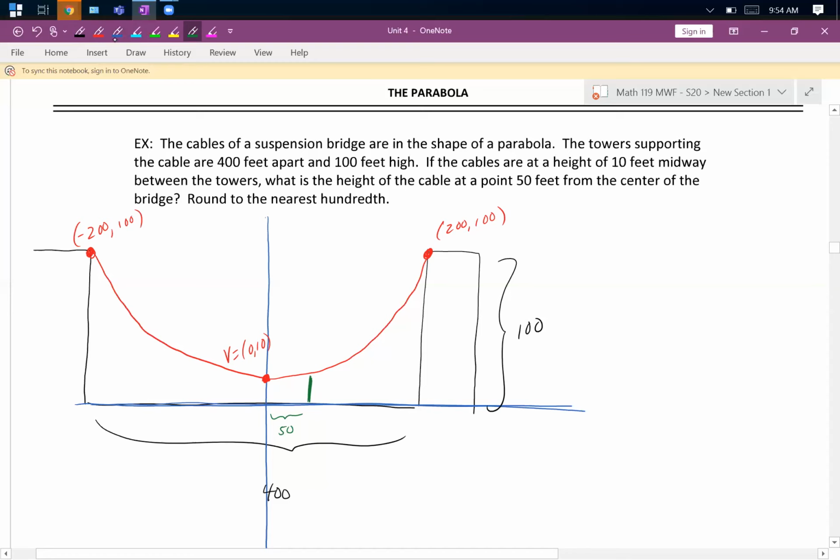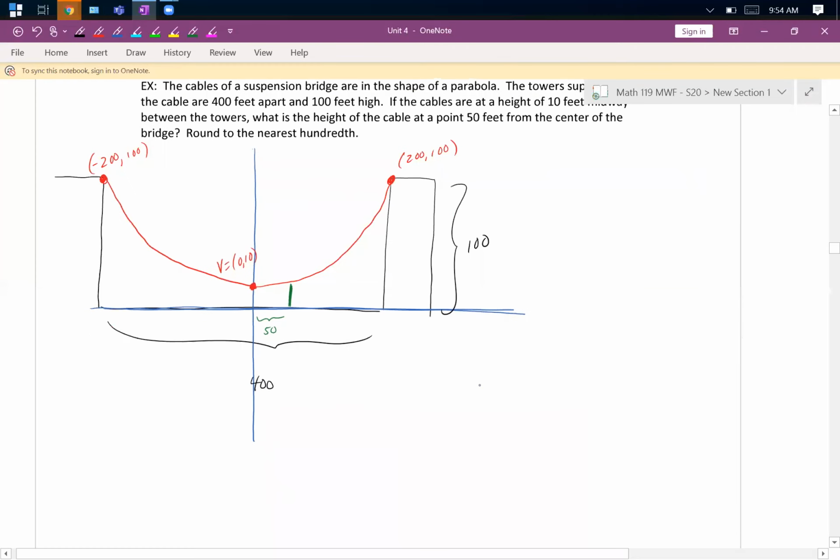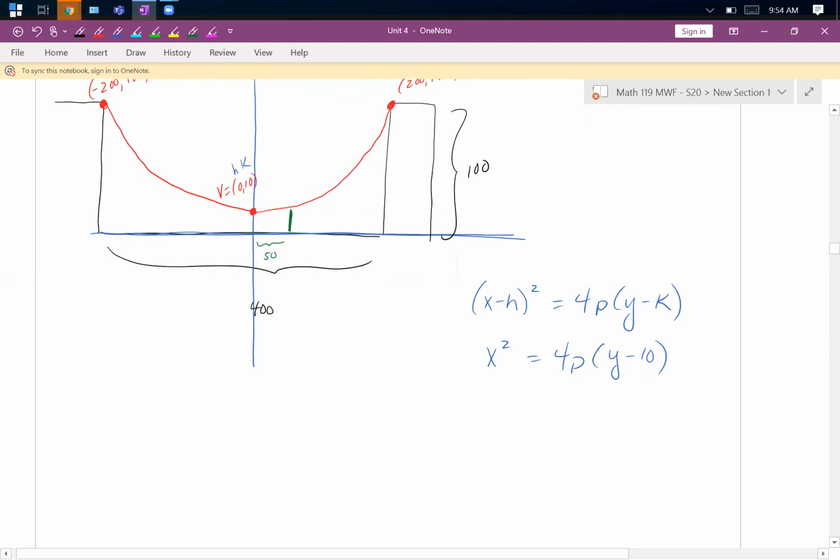All right, well, it's a vertical parabola, so we'll be using the equation x minus h squared equals 4p times y minus k. We know our vertex is 0, 10, so we'll plug that in. This will give us x squared equals 4p times y minus 10. The only thing we need to have our full equation is our p-value.